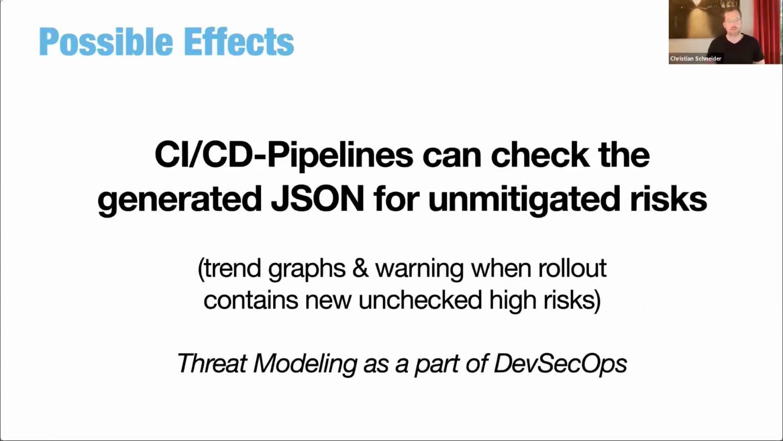As said, that's the thing I'm in, CI/CD pipelines, so to automate these things so that can easily be put into CI/CD pipelines to have some kind of trend analysis or some warnings when some rollout might happen with unchecked high risks still being there. So no one has checked these high risks. That's not good to go live then. So eventually this means threat modeling is part of DevSecOps. Hopefully that's the case.